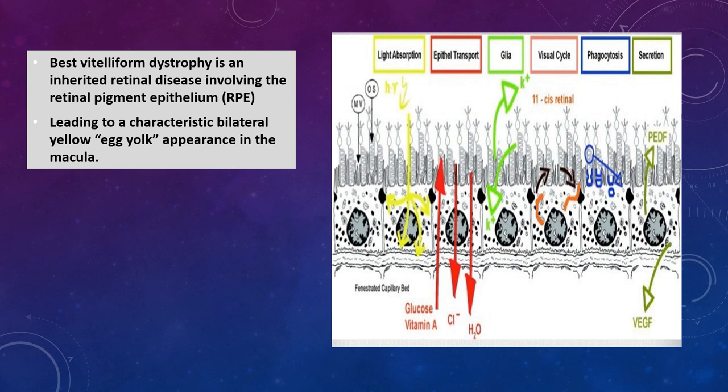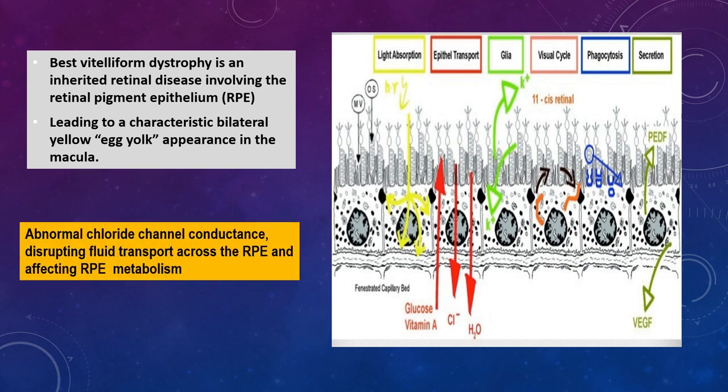So basically it's an inherited retinal disorder, and we can say that it is a problem in the retinal pigment epithelium. Why? Because the channel is present in the basolateral aspect of the retinal pigment epithelium, and therefore we can say that Best disease is basically a dystrophy of the RPE, right? And ultimately this dystrophy leads to an egg yolk appearance in the macula of the patient, and therefore we have that title in the thumbnail.